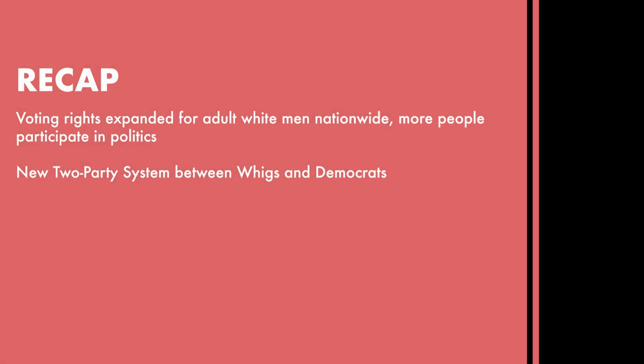Alright, here is the recap. Voting rights expanded for adult white men nationwide, thus more people participated in politics, and a new two-party system emerges, now between the Whigs and the Democrats.